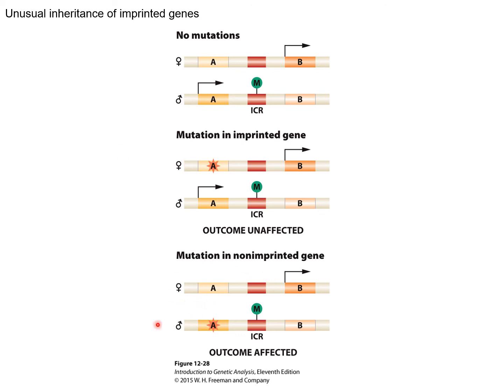However, if you have a non-imprinted gene that isn't silenced by this mechanism, so here they still denote it AA, which is a little confusing, but you can see that there is no imprinting or blocking of expression of only one gene, then you do have an affected outcome, because both copies of the gene are expressed, and so you do get those mutated proteins or a change in the phenotype of the offspring.